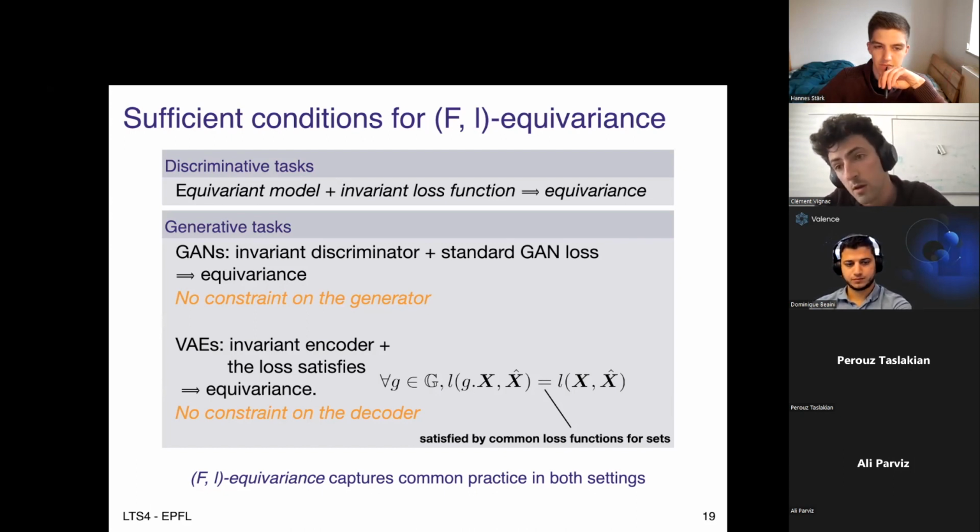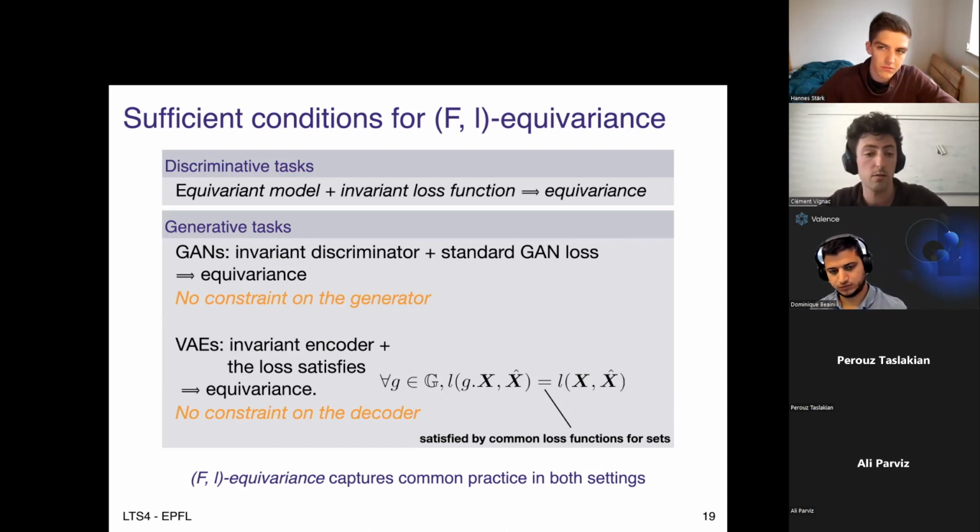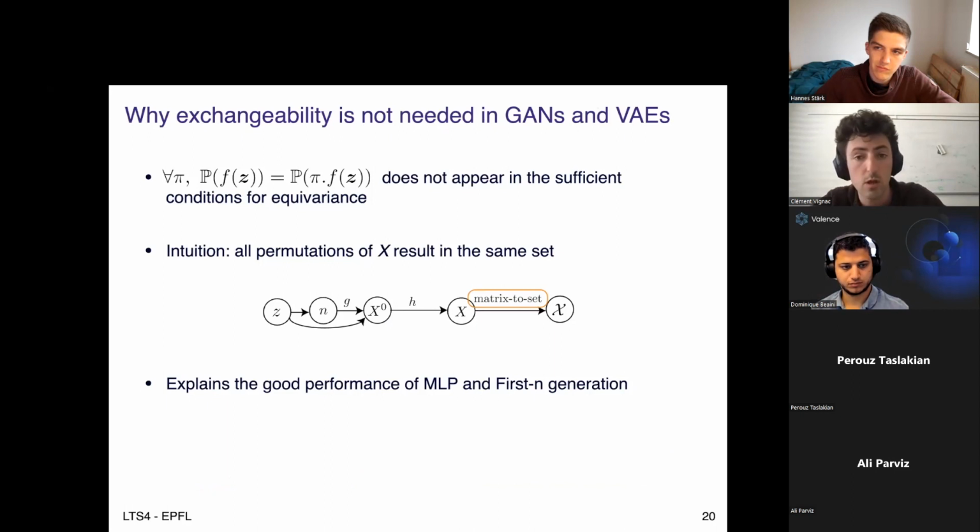What I want to say is that we derived a notion of equivariance by looking at discriminative tasks, and this notion of equivariance is also relevant for generative tasks. This is the first aspect. The second aspect is that it doesn't require permutation equivariance in the strong sense that we use for generative tasks that I explained in the beginning. In particular, you see here that exchangeability does not seem to be needed. To understand why, you just need to remember that if you want to generate a set, you don't really care about the permutation of the sets that you generate. All the permutations are equivalent.